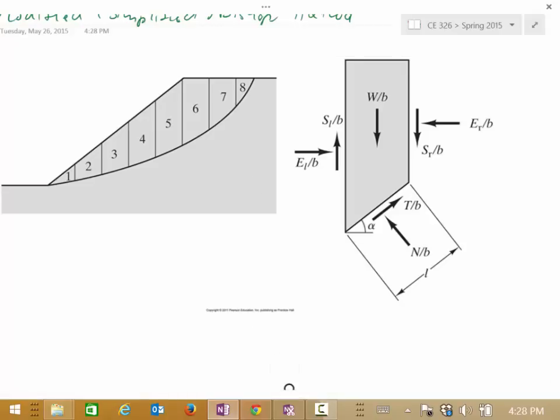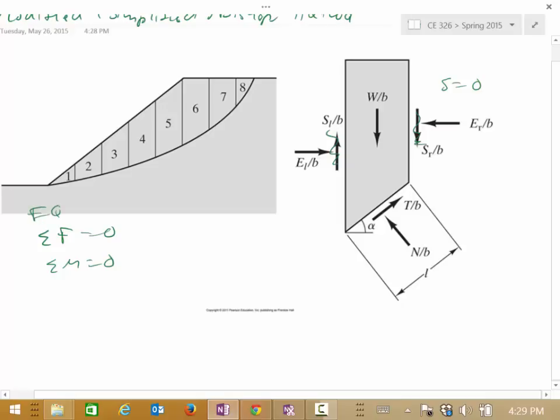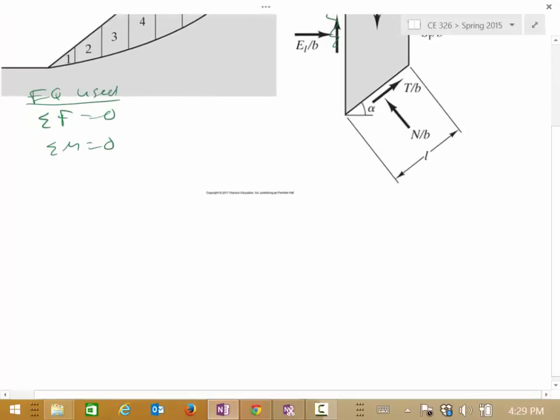In the simplified Bishop's method, we're going to assume that the S's are equal to zero. We're ignoring the shear stresses between the slices, and we're going to use one summation of forces equal to zero plus one summation of moments equal to zero. I'm not going to derive this for you, but these are the equilibrium equations we're going to use. Now we've got another set of unknowns in this one, but when we're done, it'll be a similar process.